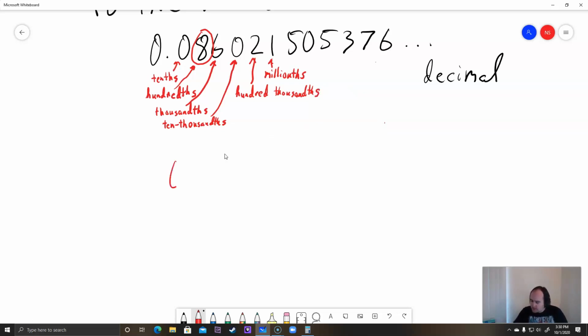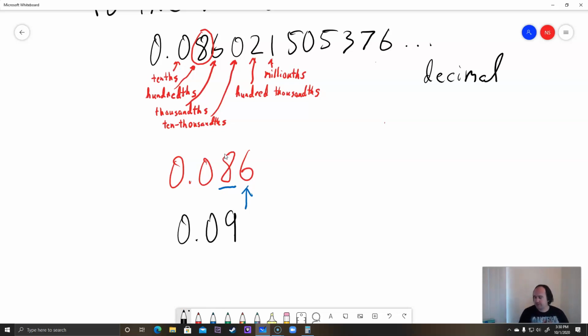So what we're looking at is 0.086. That's the only part we're looking at. This is the digit we're rounding. The next digit is a 6. Since it's 5 or more, we up the score. So it's going to end up becoming 0.09. If it were 4 or less, staying is best, which would mean it would stay as 0.08. But 0.09 is our answer.